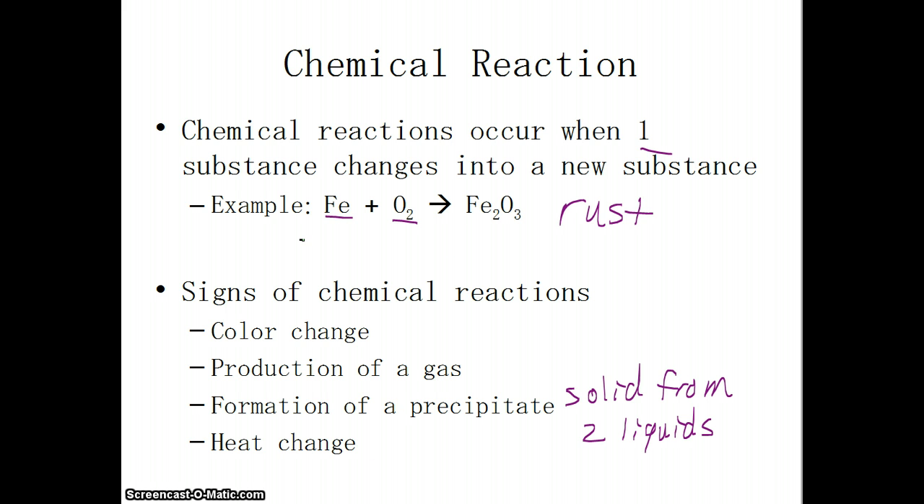If we think about this example here that we had, what's the sign there? The sign is the color change. Remember, iron is gray or black, and rust is definitely red, or iron rust is.